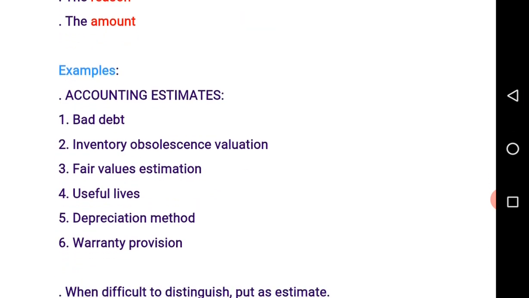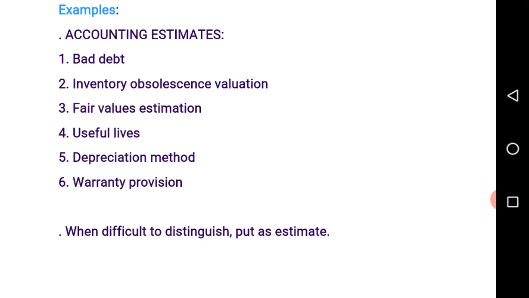Depreciation method, warranty provision, and it also says here when difficult to distinguish, put as estimate. Just that when retrospective application is hard to enforce, you'd use prospective, from now henceforth.